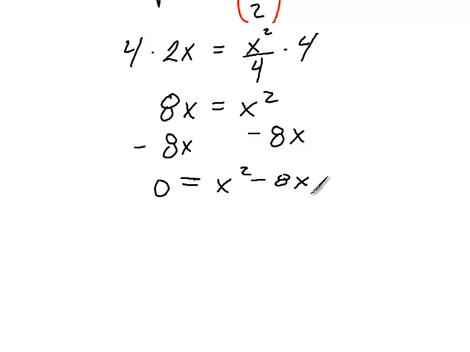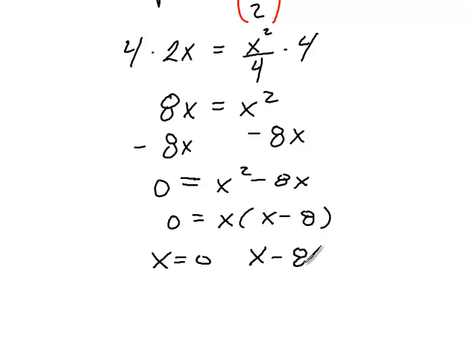And we have x as a common term. So we can factor out an x. Then x equals 0, x minus 8 equals 0, or x equals 8. So our two possible solutions are x equals 0 and x equals 8. Then we have to check them.